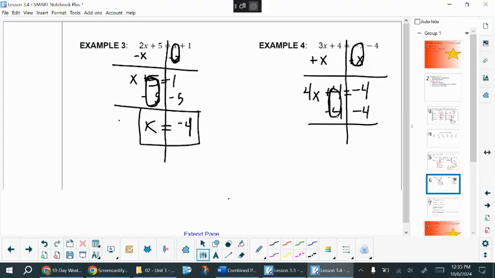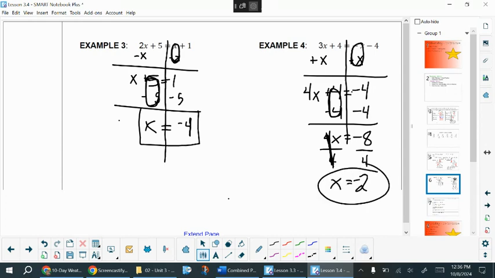That makes 0 there, so I just have 4x on the left side. Negative 4 minus 4 is negative 8. And then to get rid of that 4, I can divide by 4, divide by 4. That makes just a big 1. So 1x, or just x, equals negative 2. And there's my solution there.